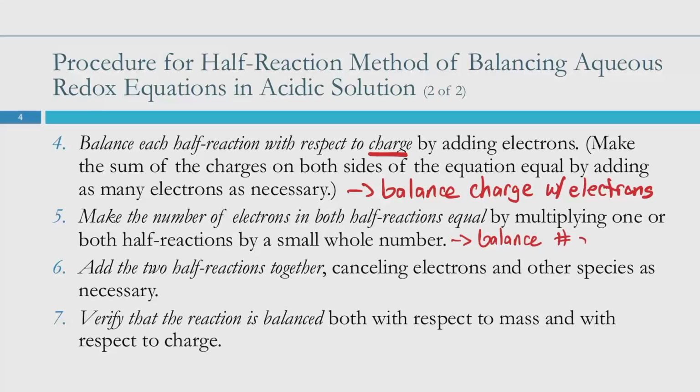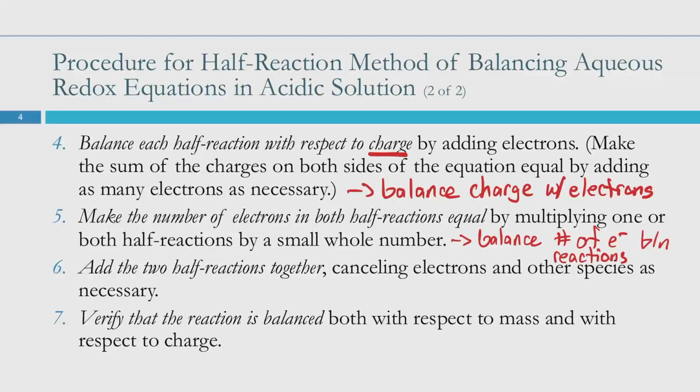So we want our number of electrons to be balanced between equations or between half reactions. So if our oxidation half reaction has 5 electrons, then our other reaction, our reduction half reaction, has to have 5 electrons, and they should be on opposite sides.